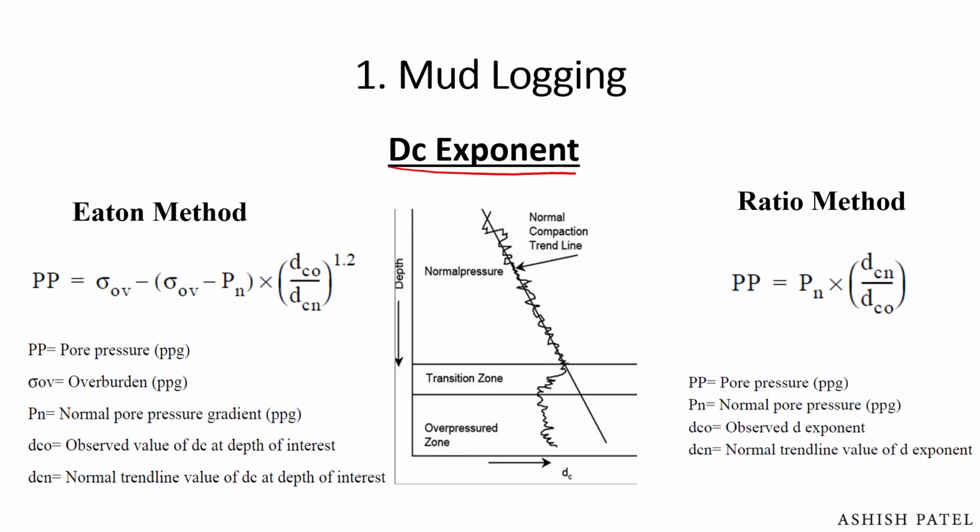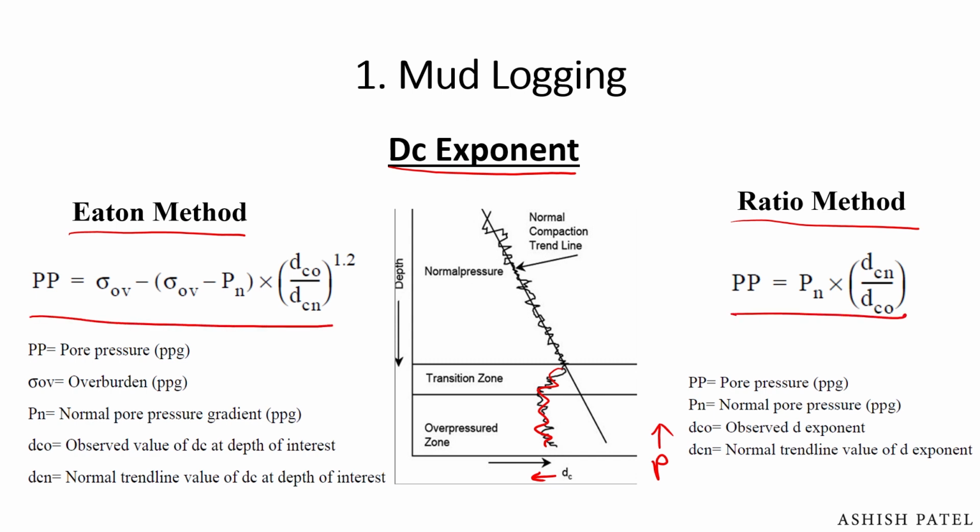D exponent data is also used to evaluate abnormal pore pressure. A reduction in D exponent data indicates an overpressurized formation. There are two methods which are used to calculate pore pressure by using D exponent. The first one is Eaton and the second one is the ratio method. The mathematical expression of these two methods is given as follows.